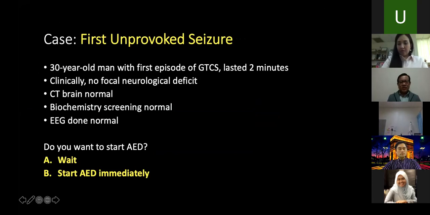This is a 30-year-old man with a first generalized tonic-clonic seizure, no focal deficits on clinical examination, scan normal, biochemistry and blood screening normal, EEG normal. Do you want to start AED? Can I have the poll for case number 1? Yes. Do you want to start AED? Wait first, or start immediately?